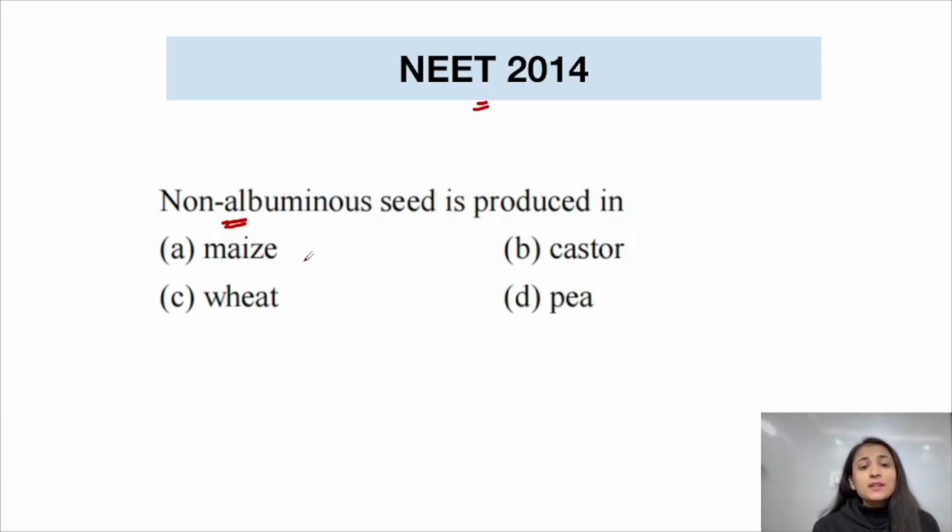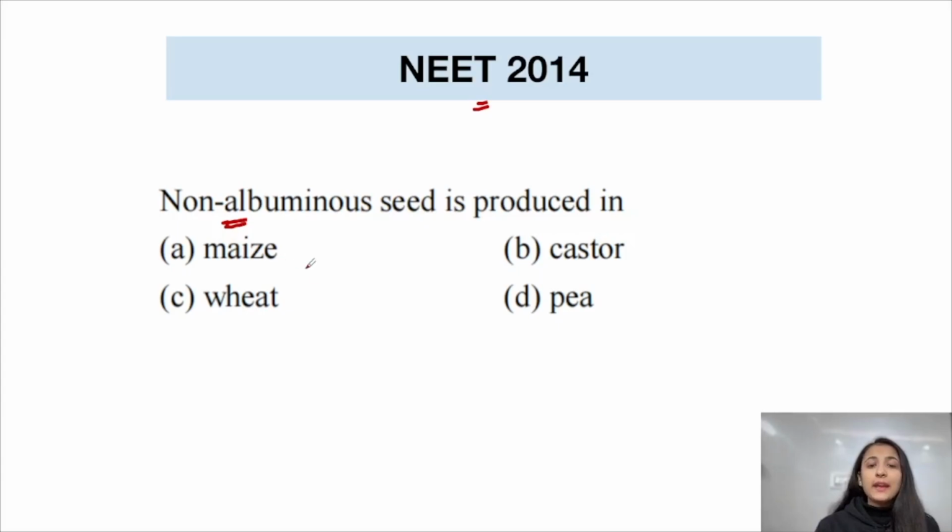So we know that maize is a monocot, right? So it comprises endospermic seeds, because most of the monocots are endospermic only. There are exceptions in some of the orchids which show non-endospermic seeds. Wheat also is a monocot and it has endospermic or albuminous seeds. Castor is a dicot and it also has endospermic or albuminous seeds.